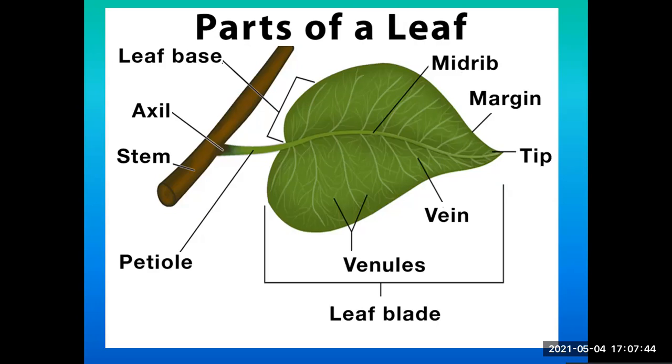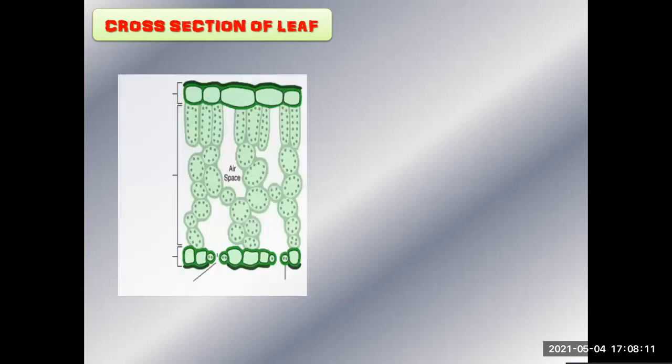Let's move on. Cross section of a leaf. Now we are coming to the main part. It is there in your NCERT textbook. When we cut a piece of the leaf and observe it under a microscope, we give the name cross section of a leaf.